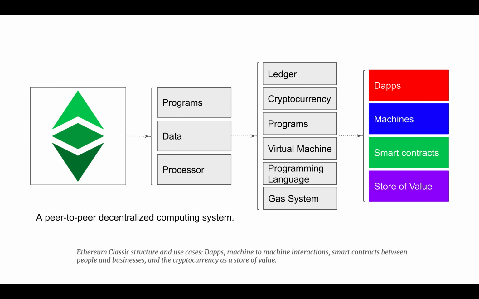This component is the data in the analogy I made above. 2. A cryptocurrency. The cryptocurrency in ETC is the token that is in the system which is moved between accounts within the ledger. Each unit is called Ether, or is also commonly referred to as ETC. For example, 5 Ether or 5 ETC.